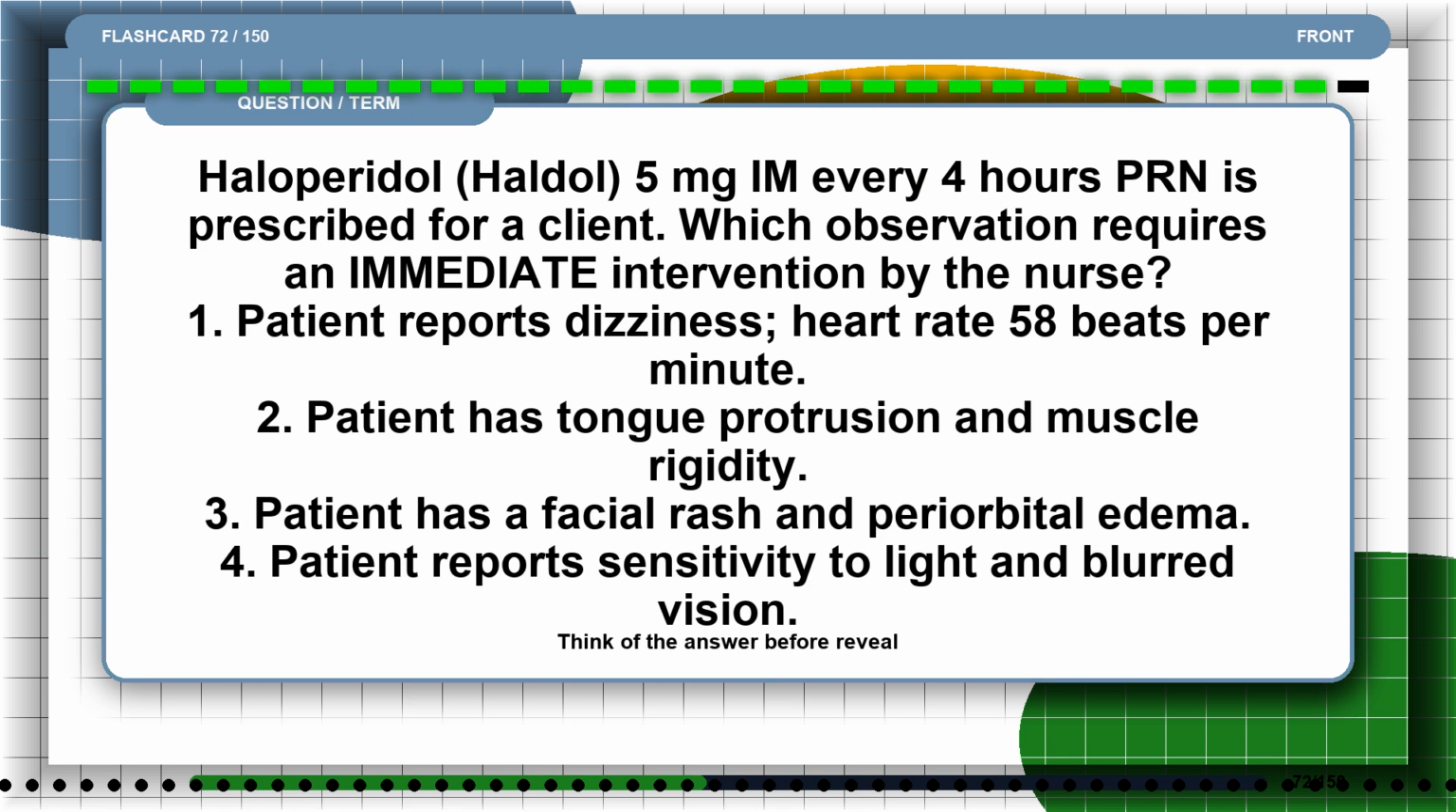Flashcard 72. Haloperidol (Haldol) 5 mg IM every 4 hours PRN is prescribed for a client. Which observation requires an immediate intervention by the nurse? 1. Patient reports dizziness, heart rate 58 beats per minute. 2. Patient has tongue protrusion and muscle rigidity. 3. Patient has a facial rash and periorbital edema. 4. Patient reports sensitivity to light and blurred vision. Think of the answer before the reveal.